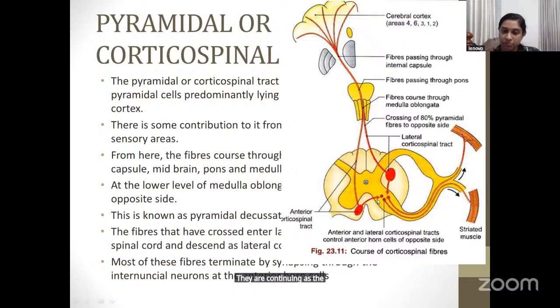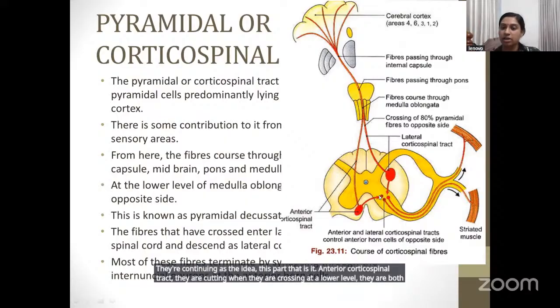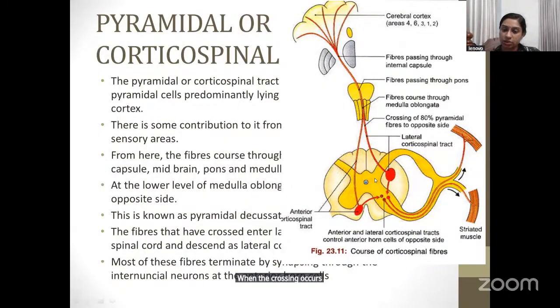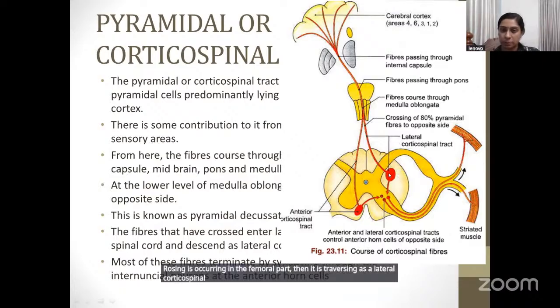When they are crossing at a much lower level, not in the medullary part, then they continue as the anterior corticospinal tract. When this crossing is occurring in the pyramidal part, then it is traversing as the lateral corticospinal tract. Okay.